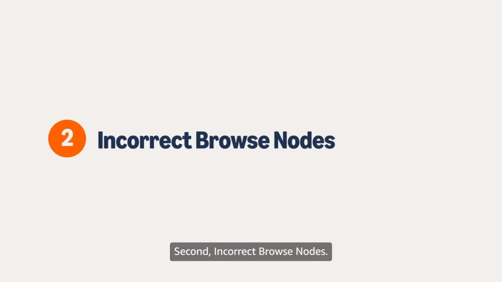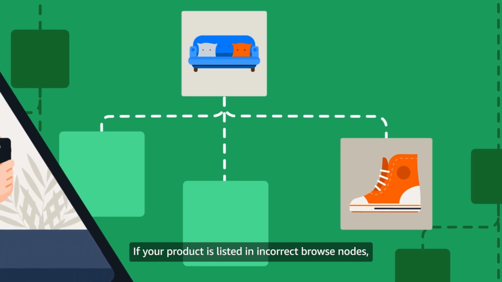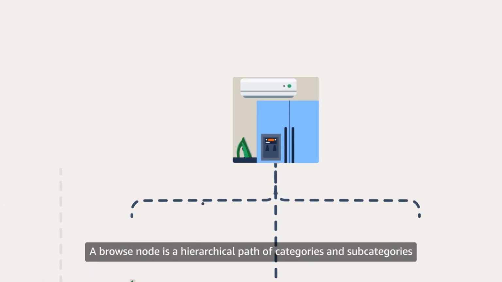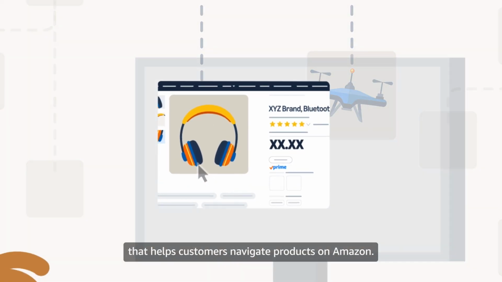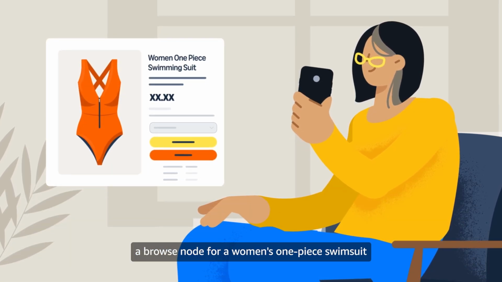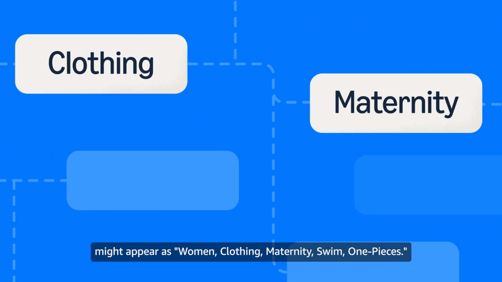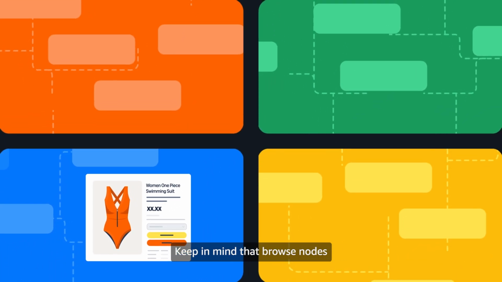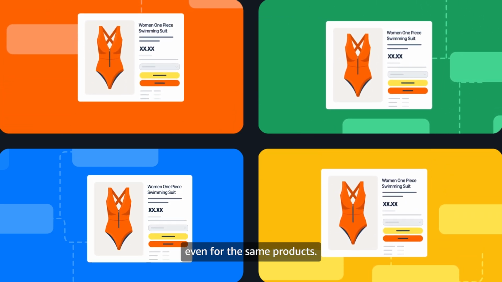Second, incorrect browse nodes. If your product is listed in incorrect browse nodes, it prevents your customers from finding it in search results. A browse node is a hierarchical path of categories and subcategories that helps customers navigate products on Amazon. For example, a browse node for a women's one-piece swimsuit might appear as Women, Clothing, Maternity, Swim, One Pieces. Keep in mind that browse nodes may vary across different Amazon stores, even for the same products.